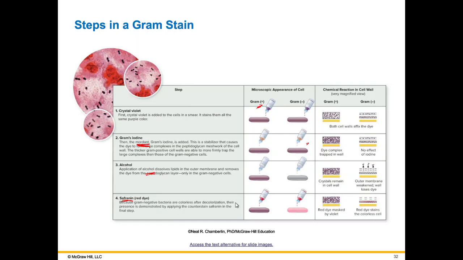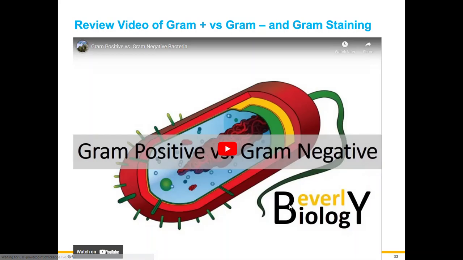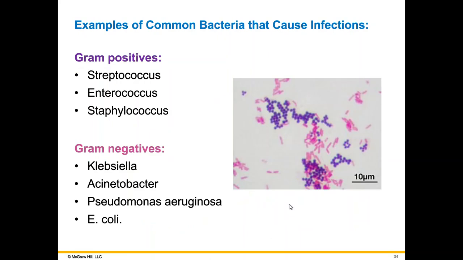Safranin is then added, and if you add pink or red to purple, it's not really going to change the color. But if you have a colorless bacteria, such as the gram-negative cell at this point, and add that red dye, they're going to stain pink. So that's why you see gram-positive cells purple under the microscope, and gram-negative cells will be pink. Alright, so again, I have a video that goes into the difference between gram-positive and negative that you can watch on your own time, but I will skip it for the sake of time. So let's look at some examples of bacteria that cause infections in these categories.